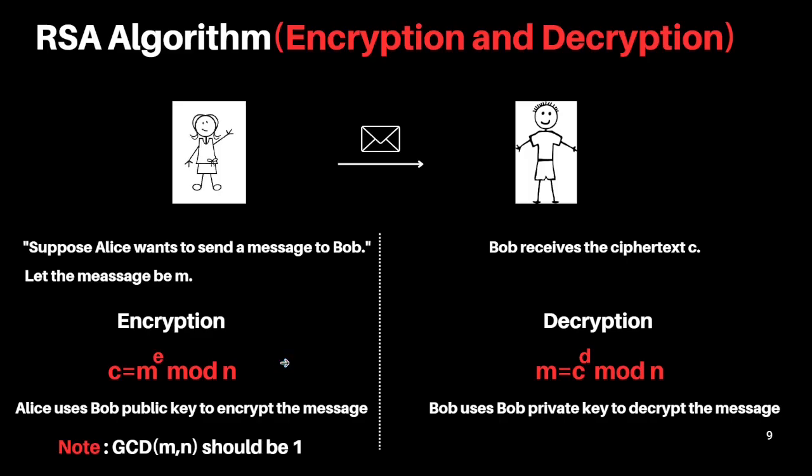Keep the point in mind that GCD of M, n should be 1. We'll get to know why this condition should be satisfied.